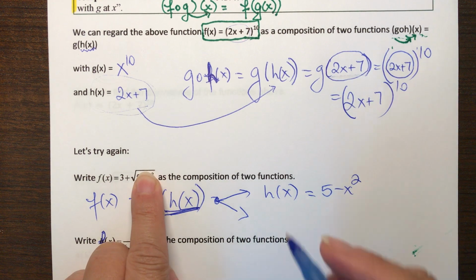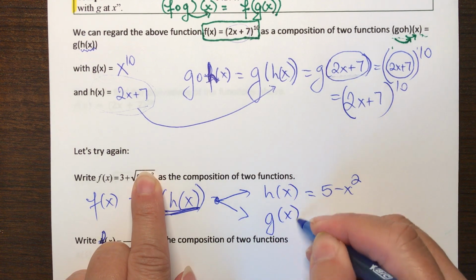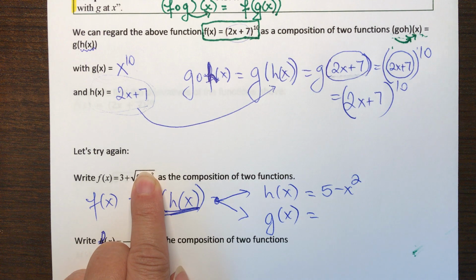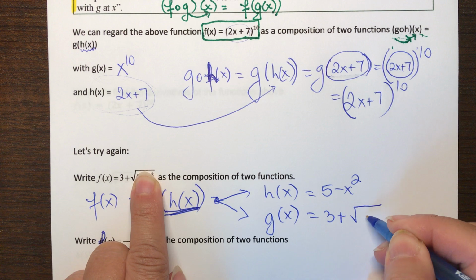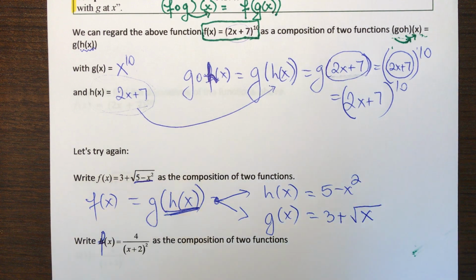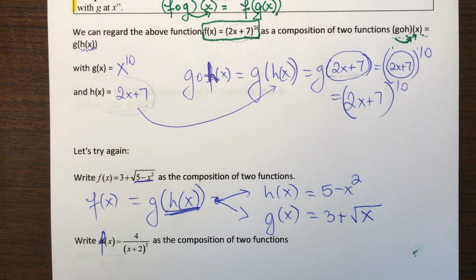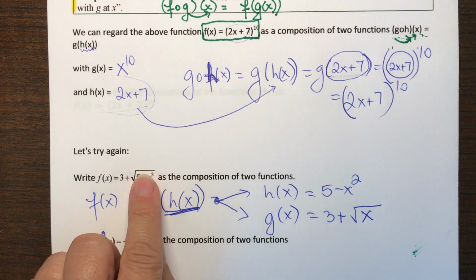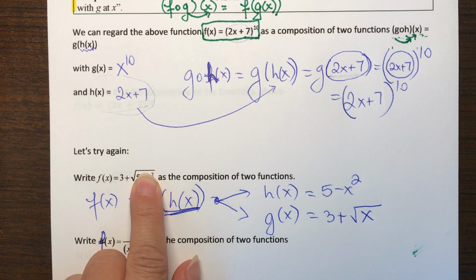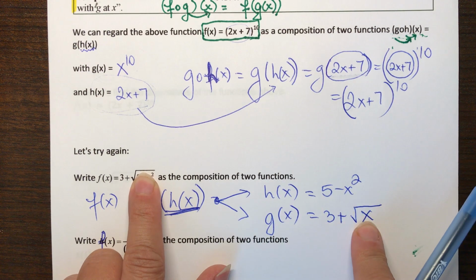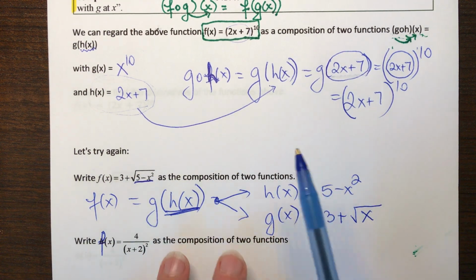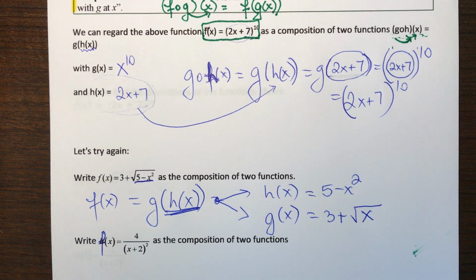Now, when this happens, the g of x comes and does the rest. And what is the rest of it? The rest of it is a 3 plus a square root of whatever comes its way, right? So that's what the function g is doing. Once you're done with 5 minus x squared, what else does the function g do? It has a 3 plus a square root of whatever comes its way. And because I put an x in here, what comes its way is an x.